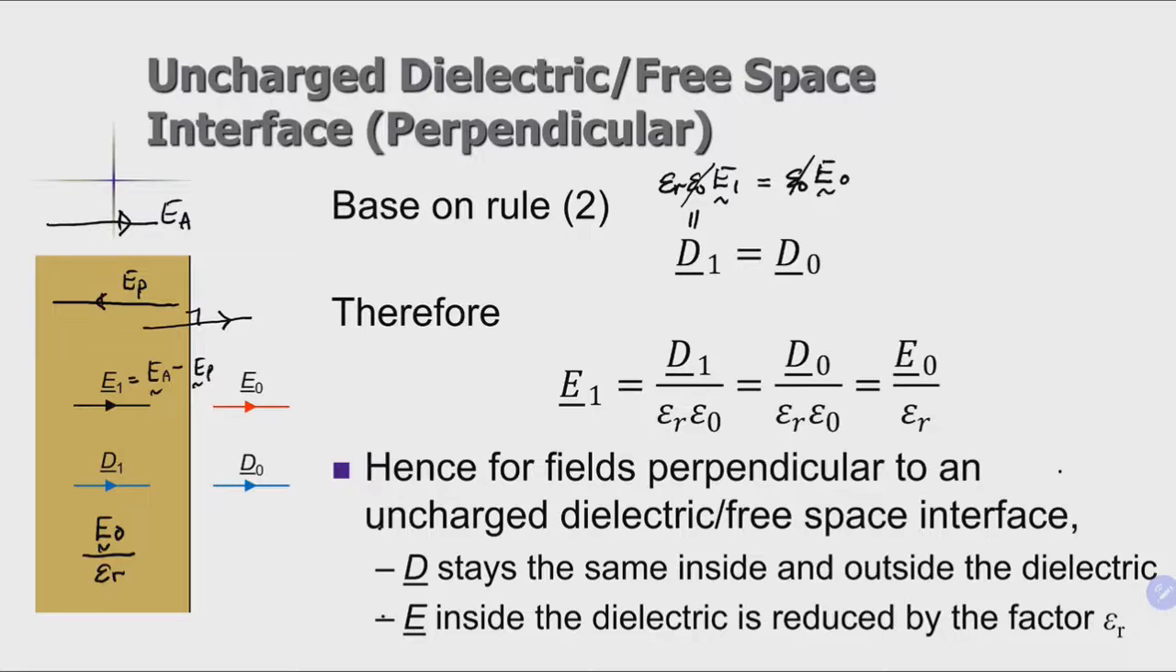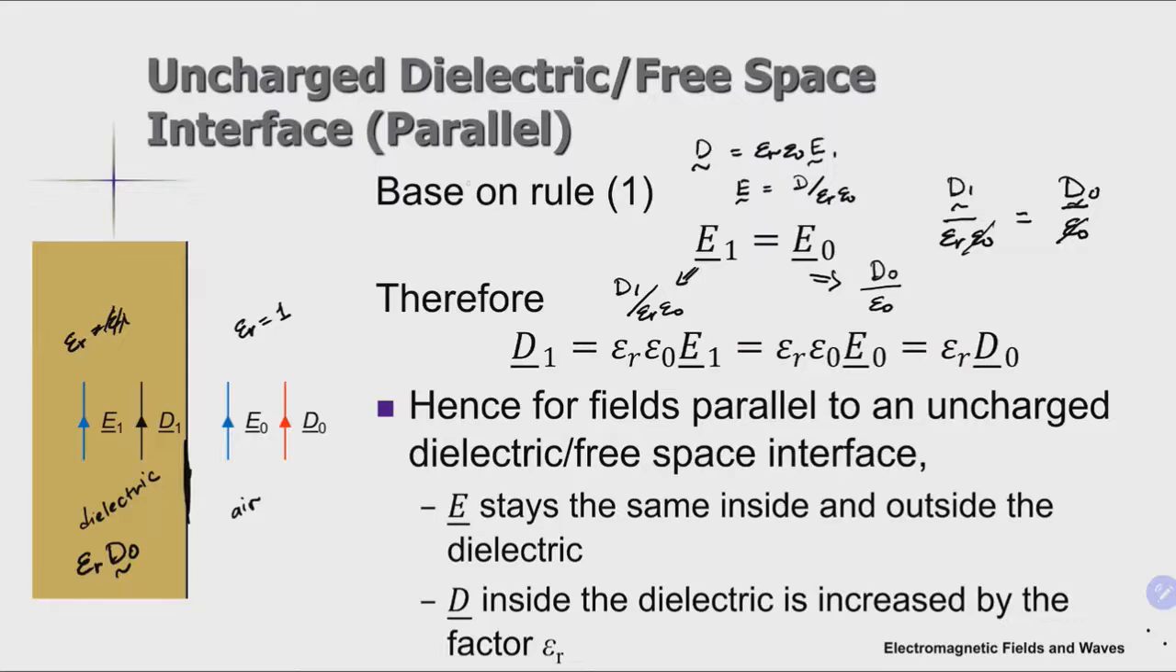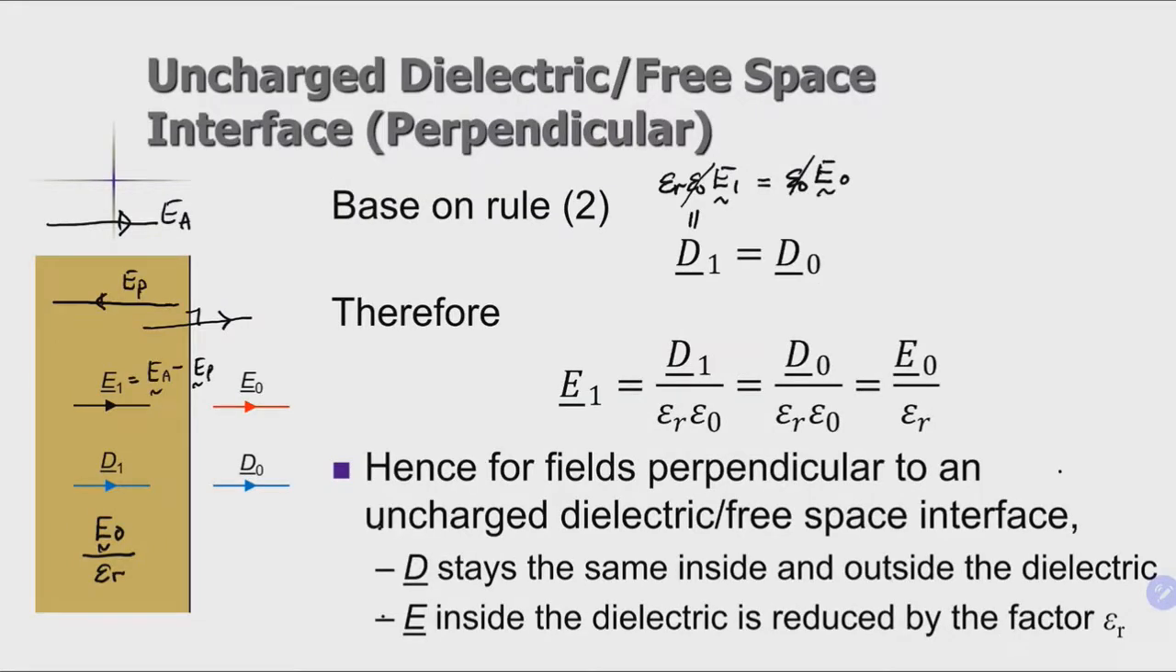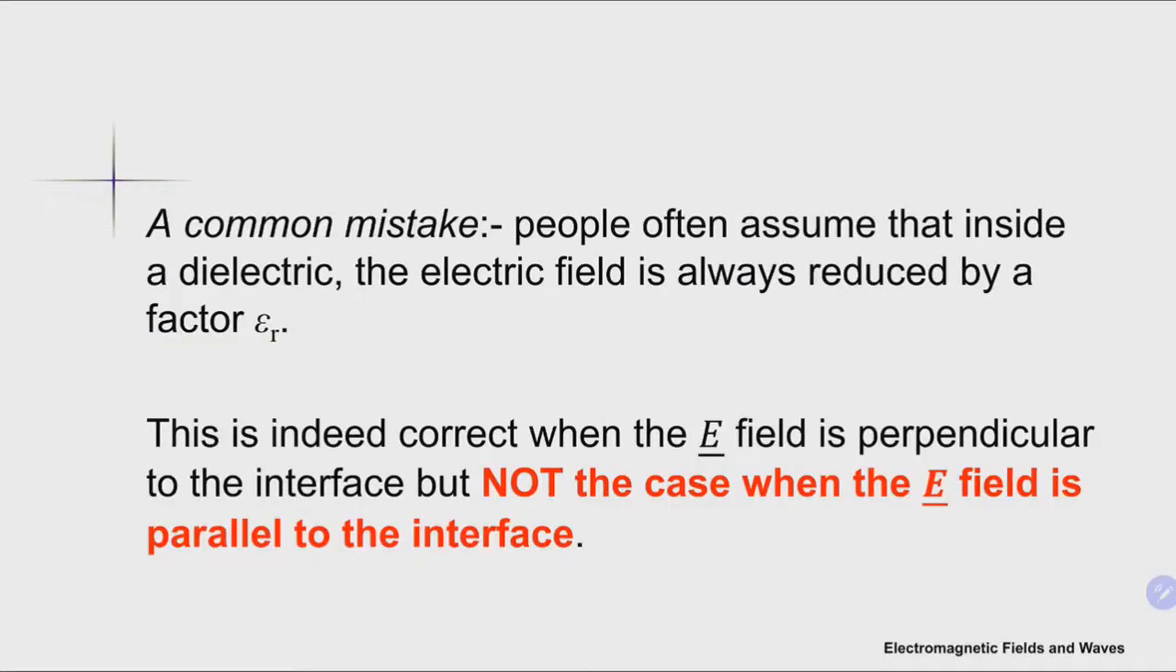So is that clear? For a parallel boundary, the electric field doesn't change. For a perpendicular boundary, the electric field inside the dielectric material is reduced by epsilon r. Okay, this is the last slide. A very common mistake: people always assume that inside the dielectric, the electric field is always reduced by a factor of epsilon r.